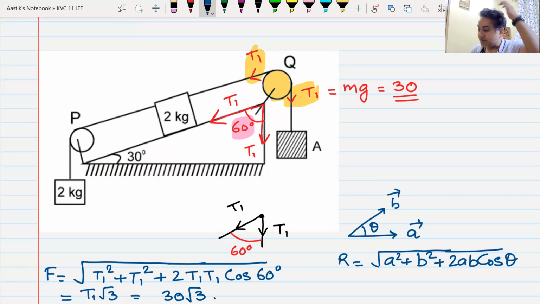Now, if you understand this, then I will give you an additional question. Can you find the force applied by the string on this pink pulley? This pink is also a pulley. Can you tell me what is the force applied by the string on this pink pulley? I'll give you 2 minutes. Pink pulley.